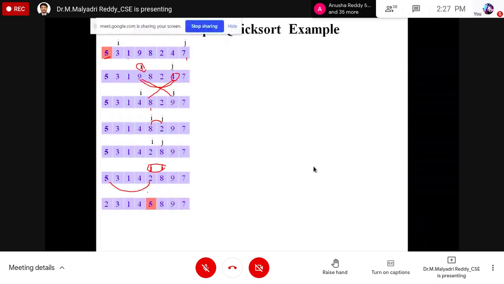So the pivot element divides the two subproblems. One is the right subproblem, one more is the left subproblem. Take the left subproblem. 2, 3, 1, 4 is the left subproblem. 2, 3. So again 2 is taken as the pivot element. It is the ith position. Similarly for this subarray, the pivot element, stop the iteration, come to the j.